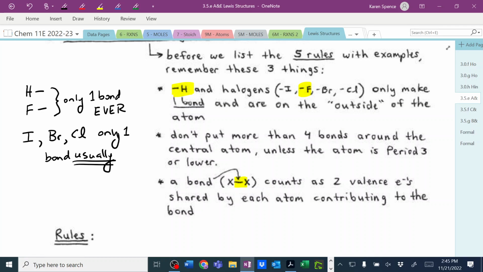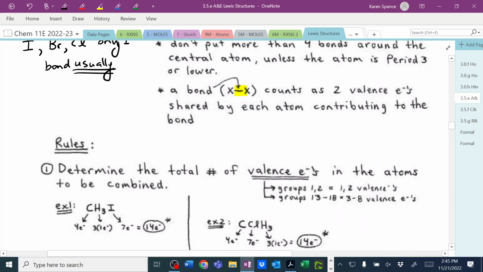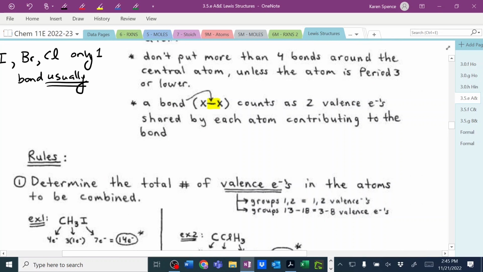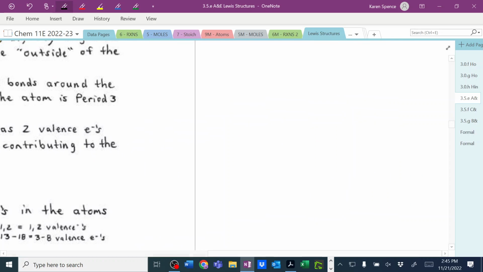All right, and now we have the rules. I was going to write them over here and do an example, CH3I, but actually, I'm not even going to do that. I'm going to give you a lovely copy of the rules so you can have them in front of you and refer to them as we go along. On the front of this page is the simplified version. On the back of this page are more structures all written out.